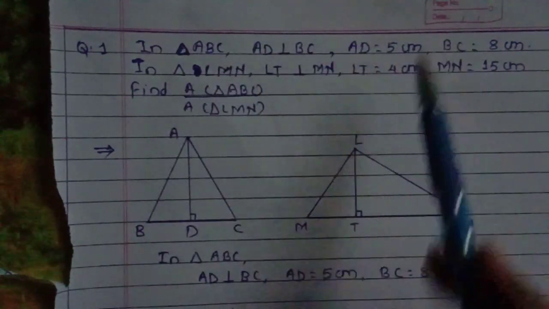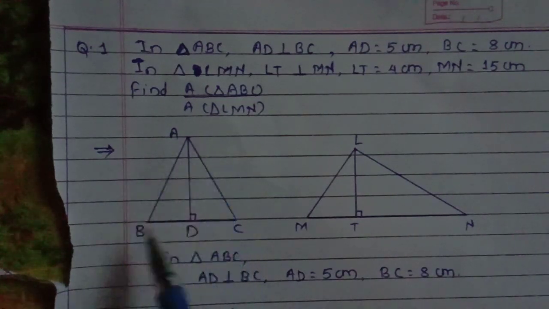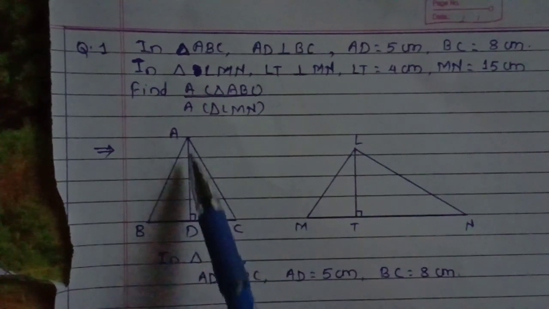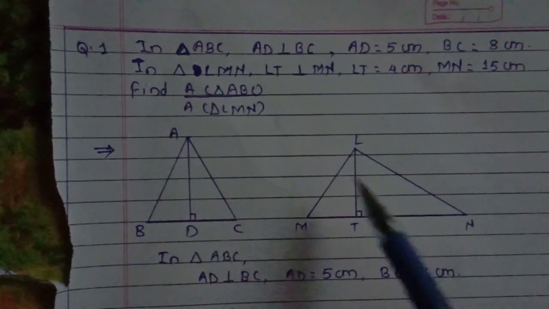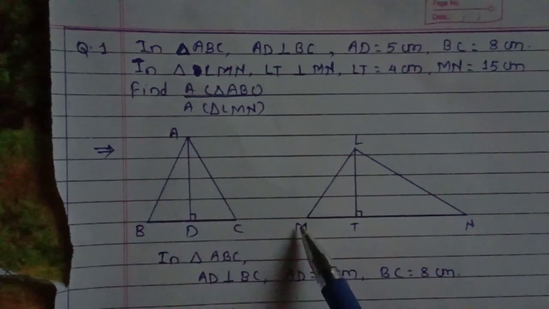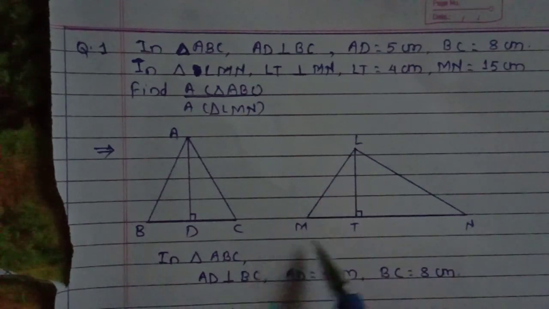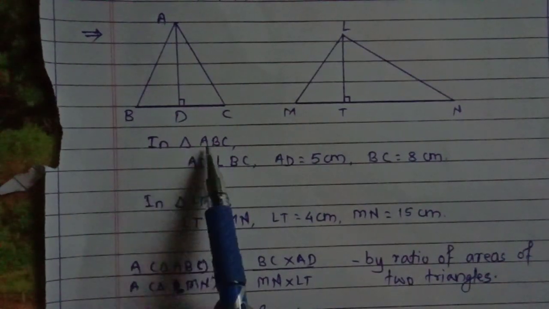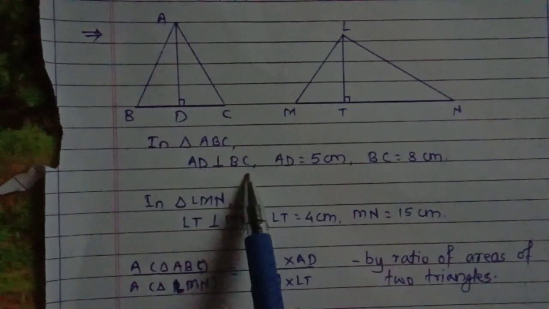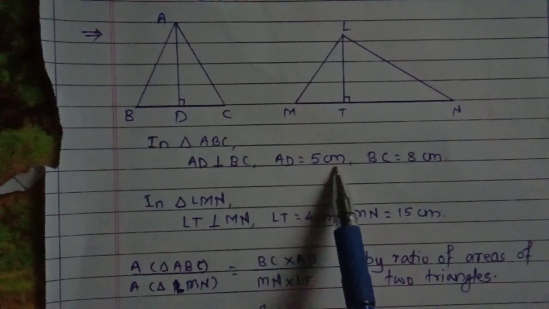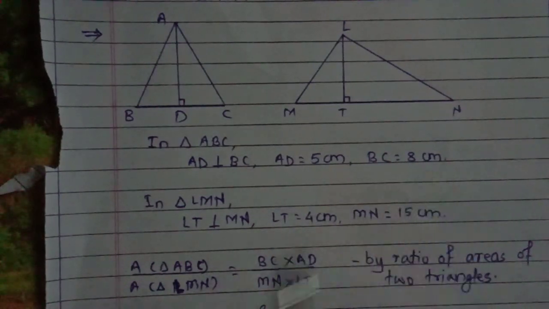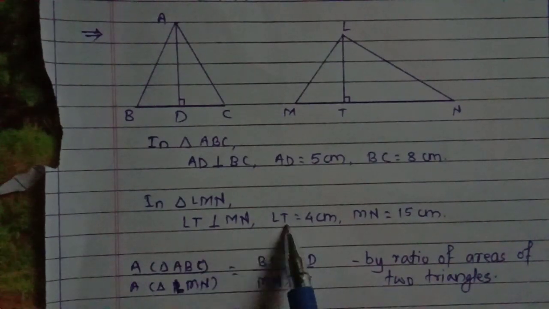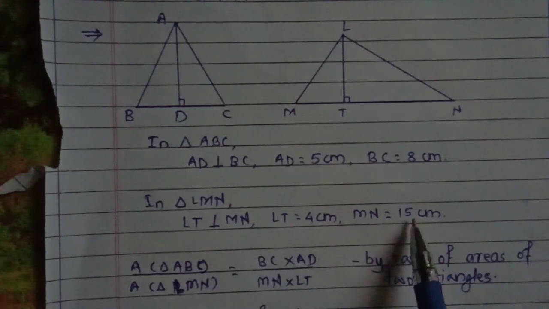From this given information, here are two triangles. Triangle ABC where AD is perpendicular to BC, AD is height, BC is base. In triangle LMN, LT is perpendicular to MN, LT is height and MN is base. So again you have to write down: given in triangle ABC, AD perpendicular BC, AD equals 5 centimeters, BC equals 8 centimeters. In triangle LMN, LT perpendicular MN, LT is 4 centimeters, MN is 15 centimeters.